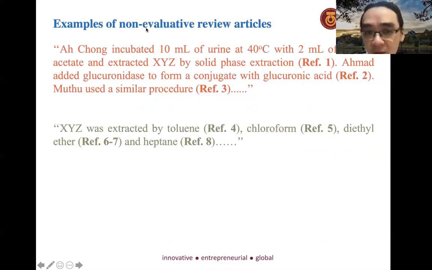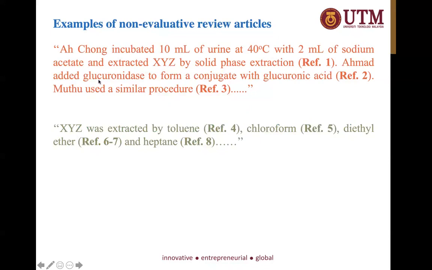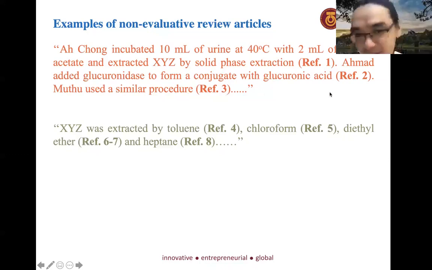I give you an example of what we call non-evaluative review articles. Achong, I think Ah Chong, Ahmad, Mutu is a famous set of names in Malaysia, so I use those. So Achong incubated 10 ml of the urine at 40 degrees Celsius with 2 ml of sodium acetate and extracted XYZ by solid phase extraction, reference one. Then Ahmad adds glucuronidase to form a conjugate with glucuronic acid, reference two. Then Mutu used a similar procedure, reference three, dot, dot, dot. So this is a non-evaluative review. Later I will tell you why we call it so.